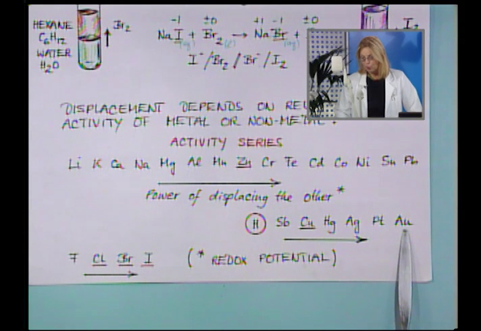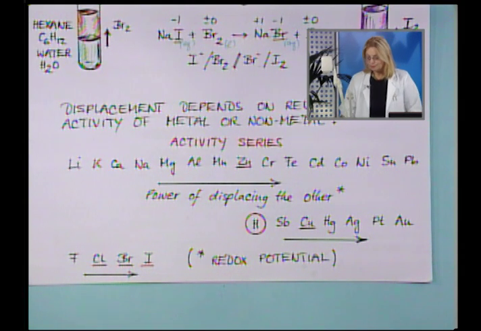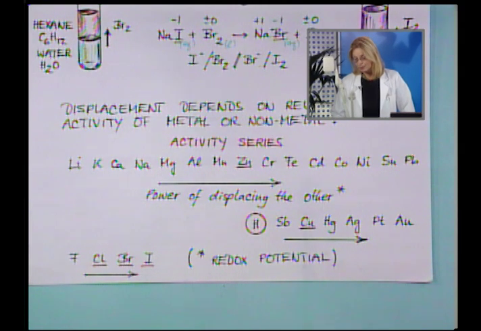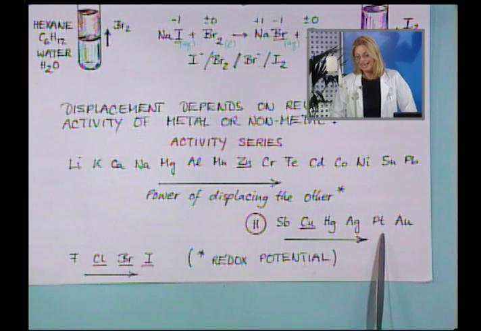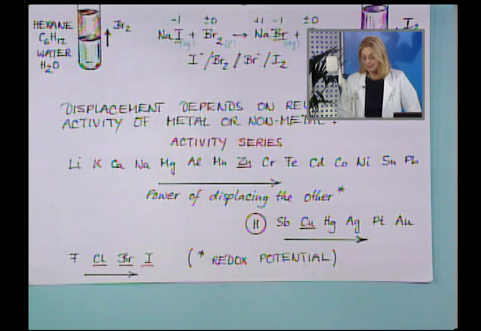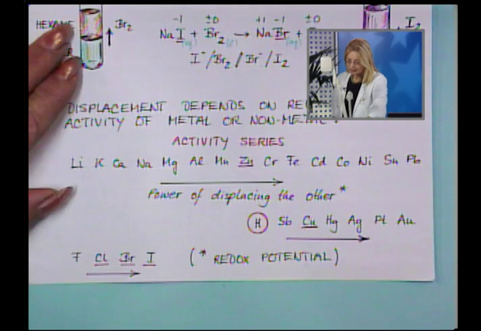And the most noble metal, which has no activity whatsoever, and that's good, is gold. Before that comes platinum, then silver, mercury, copper, antimony. Palladium is also here, but it's not listed in our sequence.